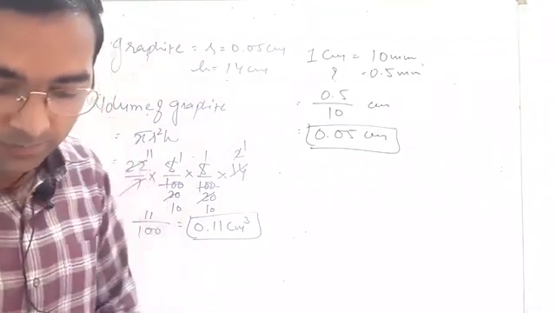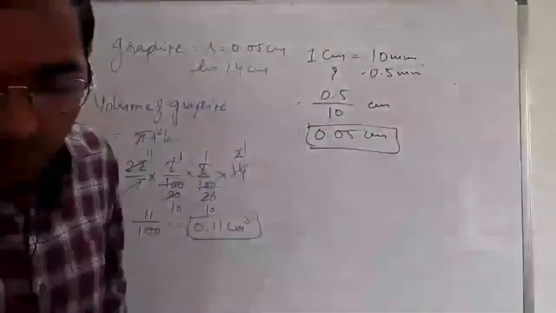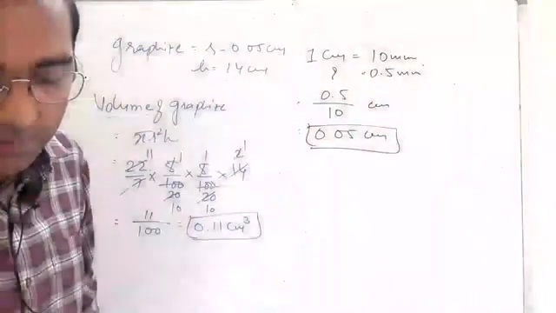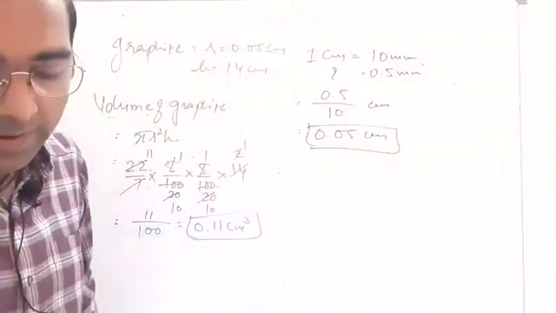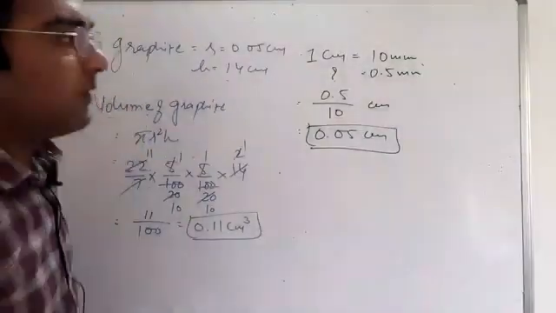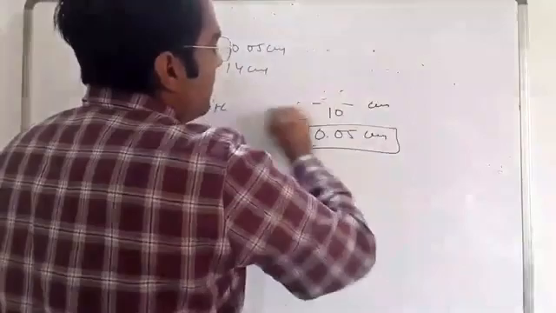So now we have to find the volume of the wood. For that, my diameter is 7 mm, that is given. I'll draw the figure here.